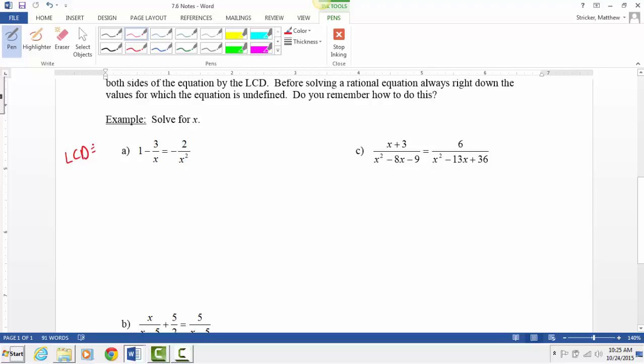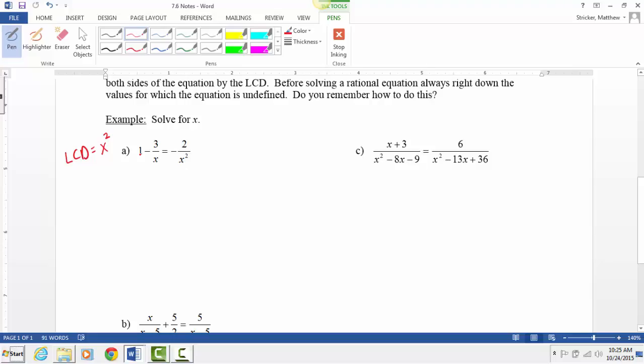Well, I usually like to start with the most complicated denominator. The most complicated one is x squared. So if we have that, we know we need at least x squared for the least common denominator, because that will get rid of this denominator. Will x squared get rid of the x in the middle one? It will. And there is no denominator in the first term. So that should be good.